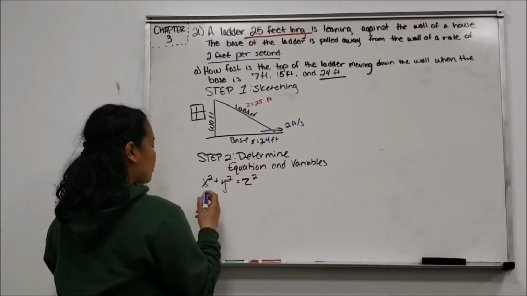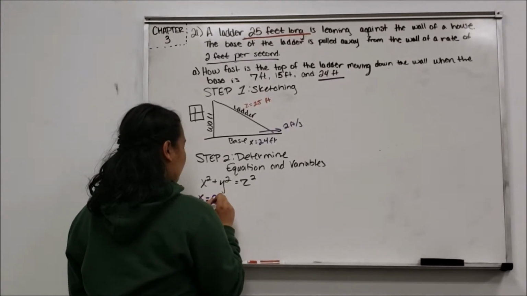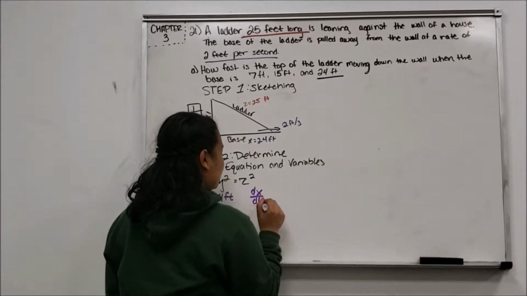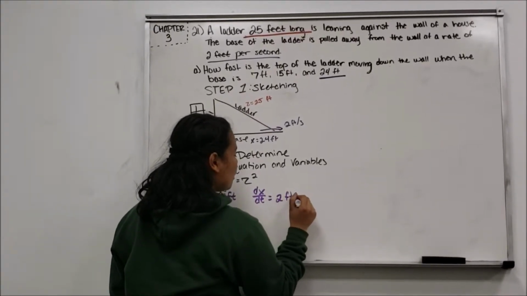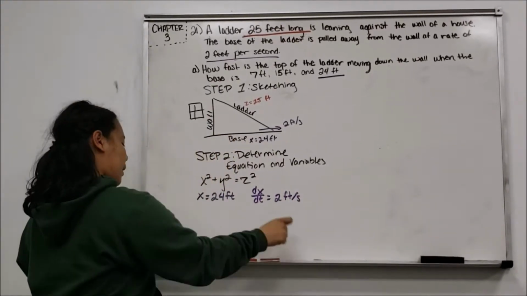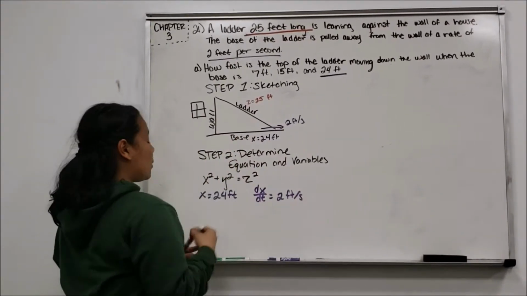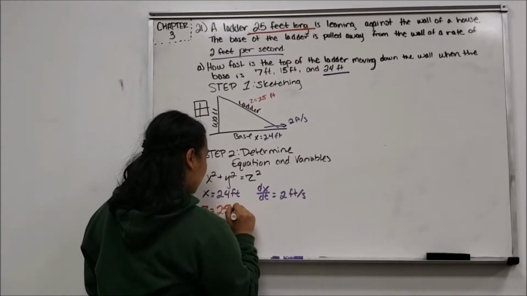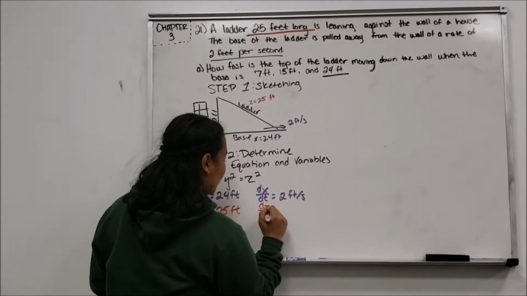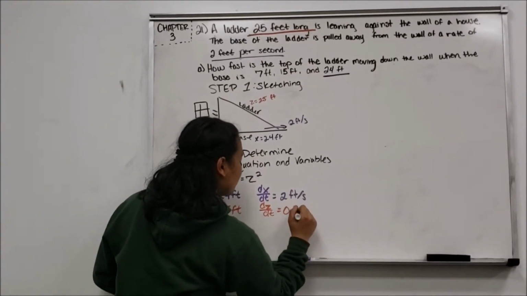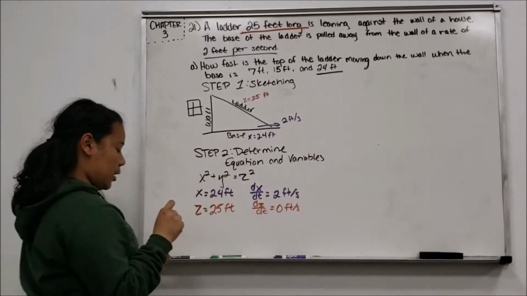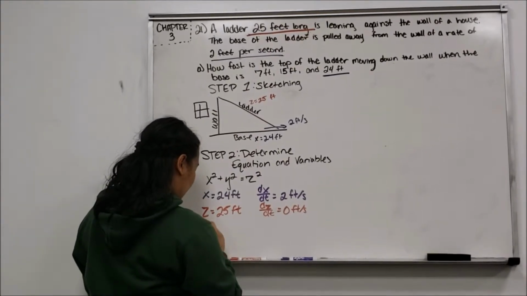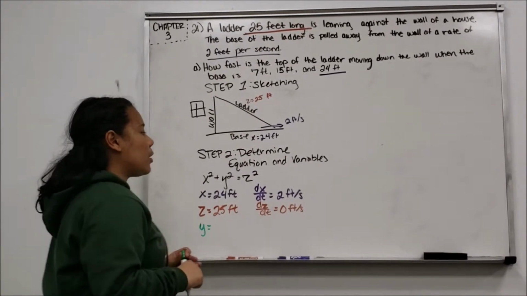Our x this time is 24 feet. And our dx dt is still going to remain the same and be 2 feet per second. Our z this time is 25 feet, which is the same as what we had last time. And our dz dt will remain the same and continue to be 0 feet per second because the ladder is not changing in its height. Now we will be looking for y. Solving for y, which is our question mark right now.